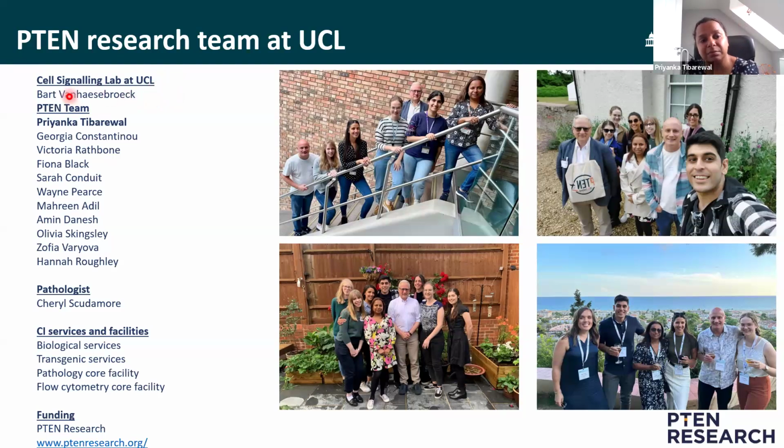The lab is led by Professor Bart van Hazenbroek. You've probably seen him at various patient days. That picture over there is from, I think, 2022, the PTEN patient day that happened in Oxford, and that's all of us there. That's Bart there, and many of you might remember him with his tote bag around his neck, which was quite funny. He had all his stuff in there and didn't want to lose the bag, so he just decided to carry it around his neck. But that's the amazing team of researchers we've got at UCL.